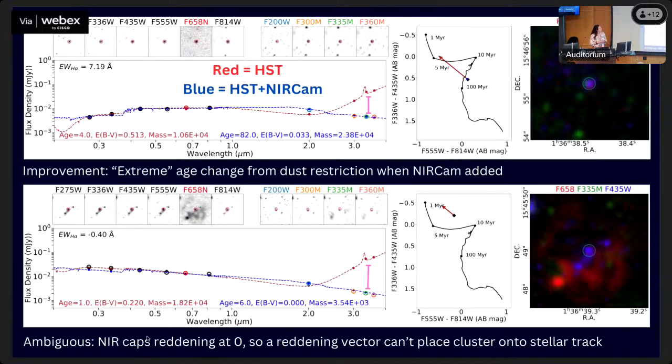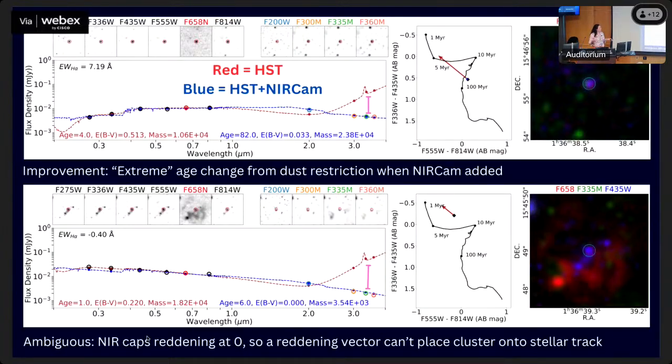So this is a cluster that is in an area that is prone to degeneracies. It's right around here. I'll show another slide in a minute, where you could hit this 10 to 100 area, or you could hit this 5, or go all the way to 1 to 3. And so you can really see that adding NIRCam is very helpful.